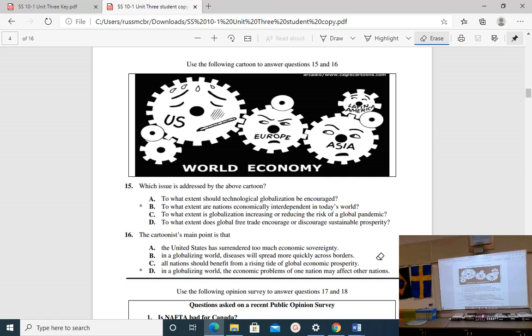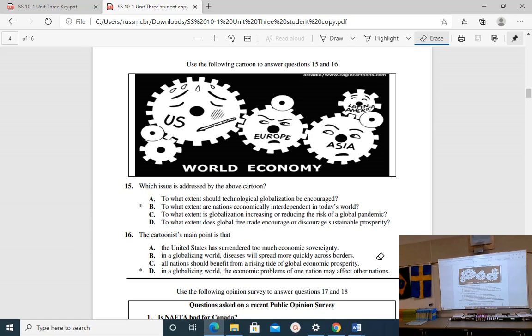B, to what extent are nations economically interdependent. Well, when I looked at the cartoon, the word interdependent was the first thing that came to my mind. So not only to what extent are nations interdependent, but to what extent is that a good thing? Because the United States is catching a sickness, then they are likely to become infected. To what extent are nations economically interdependent definitely fits.